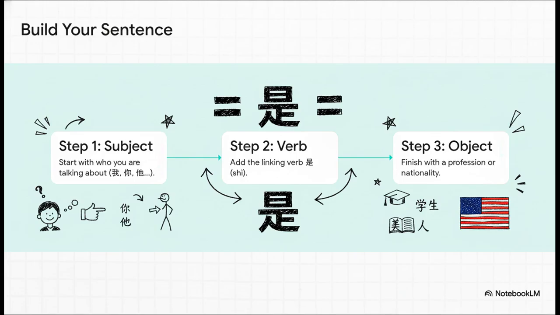It really is as simple as 1, 2, 3. First, pick your subject. Let's start with 我 for I. Second, add your equals sign, 是. And third, finish it off with who you are. Are you a student, 学生? Are you American, 美国人? You just plug in that final piece of the puzzle.